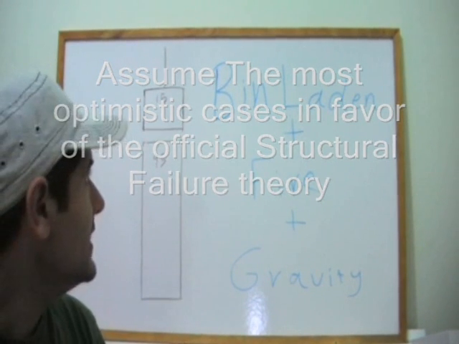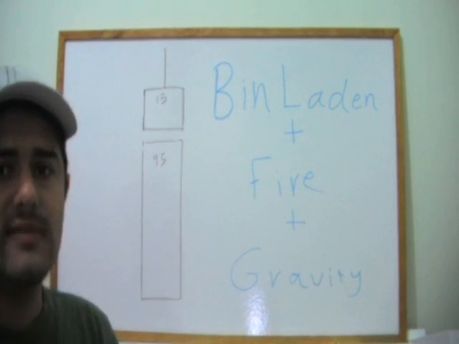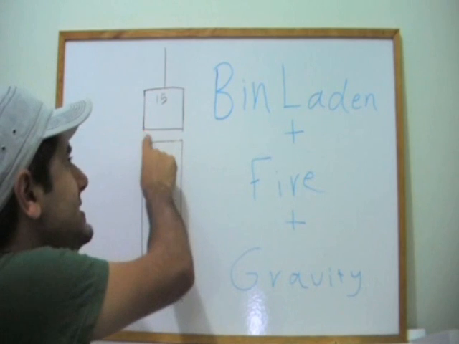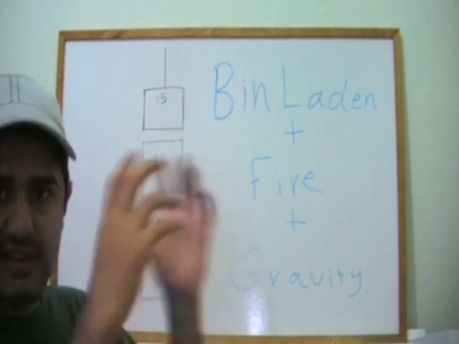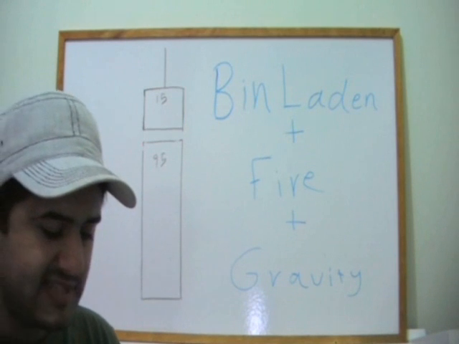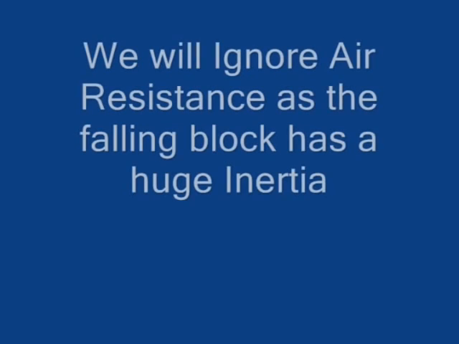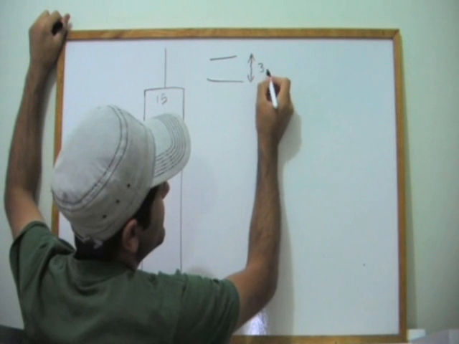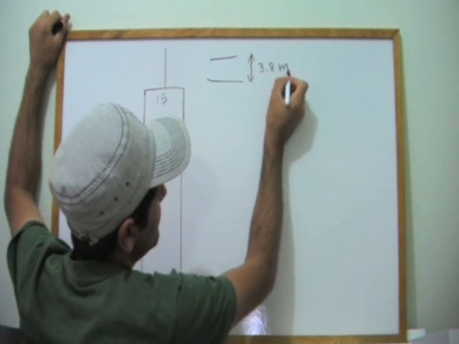theory. So we will assume that one floor vanishes instantaneously, is this floor, and we'll start calculating what would happen with simple physics equations. The spacing between each floor is 3.8 meters.